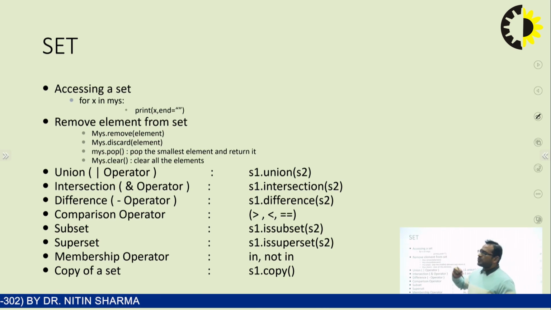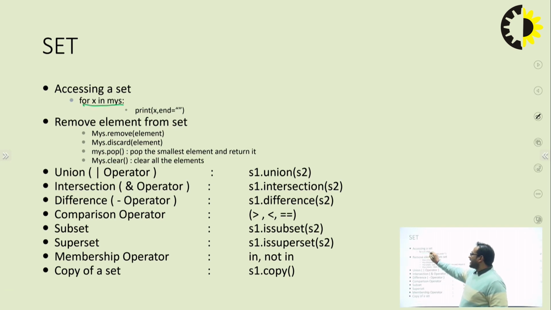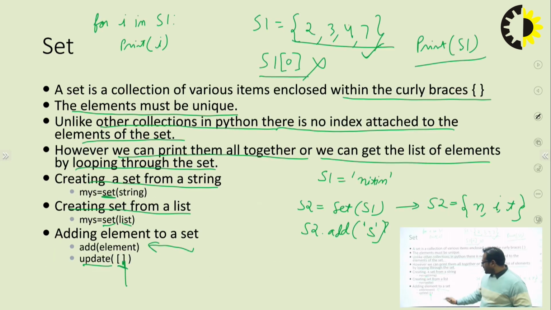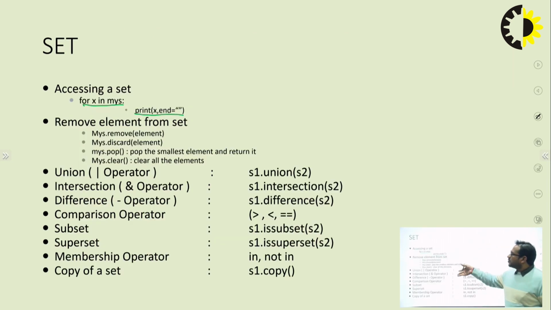First, if you want to access a set, you can use a for loop. For x in my_s, where my_s is a variable holding set values, you can use the print function to print the elements of the particular set. Next, in the previous slide we already saw that to add an element into the set you can use the add function and the update function. Similarly, if you want to remove any item from the set, we have some functions. You can see remove element from set. We have 4 functions here. One by one we will discuss them.